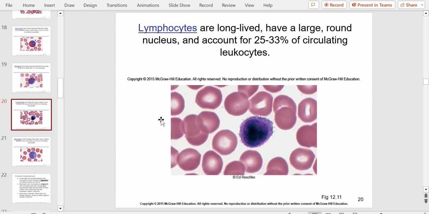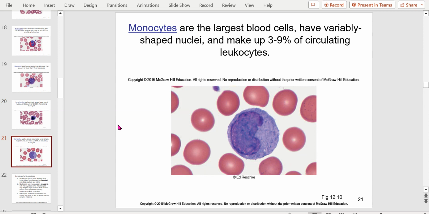Lymphocytes are long-lived, have a large round nucleus, and account for about 30% of circulating leukocytes. Monocytes are the largest of them all. They have variably shaped nuclei and make up anywhere from 3 to 10% of circulating leukocytes.